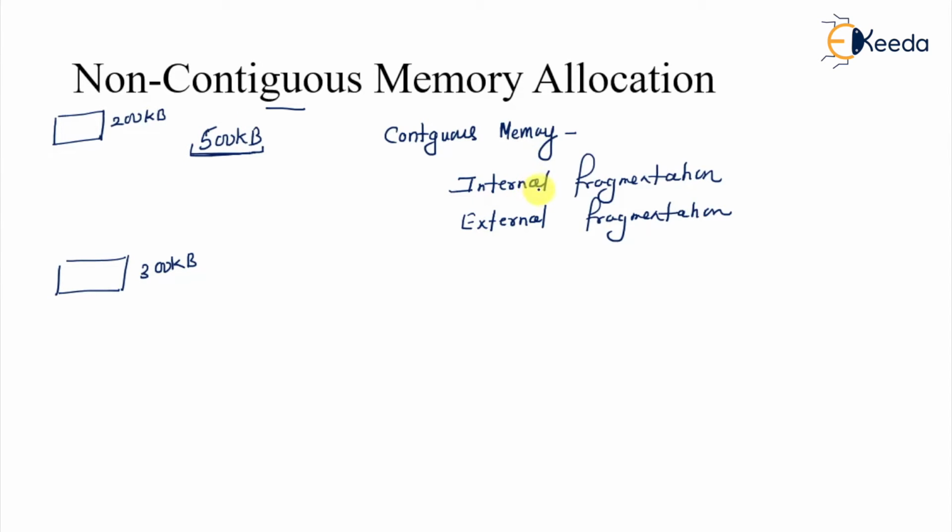So both external and internal fragmentation come in here, and we have already seen that it can be solved by using compaction, but again it's a very costly operation.